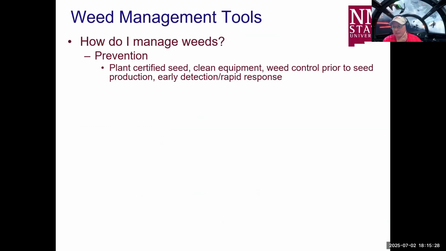So how do you manage weeds? Well, regardless of the method that you utilize, it's going to fall under one of five categories. One of that is going to be prevention, highly, highly effective. If you can prevent that seed or that plant from coming into your area in the first place, that's one less weed that you have to deal with later. That's a highly effective management strategy.